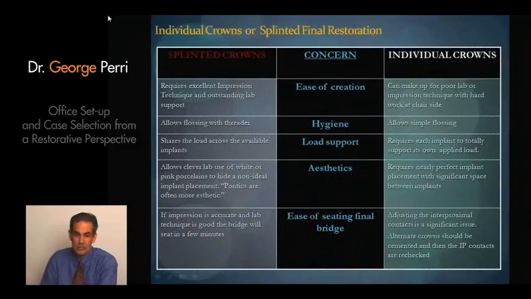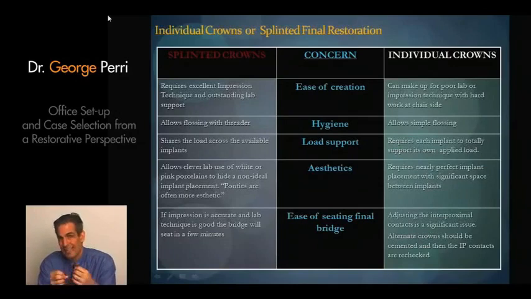This chart helps me understand and look at cases for when I want to splint the final restoration or when I want to do individual crowns. Of course, we all think of the ease of creation. And so many times it's sold as, well, it's easier to do individual crowns because we can cement the individual crowns and it's just like regular dentistry. But in some cases it's much harder, especially on some aesthetic cases, which might surprise you.